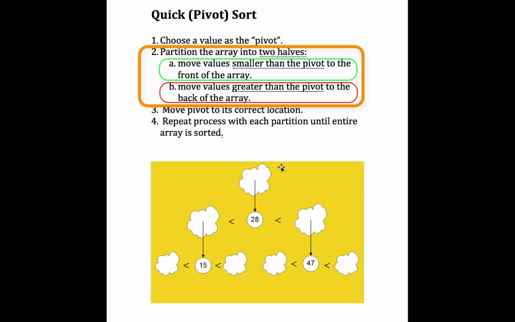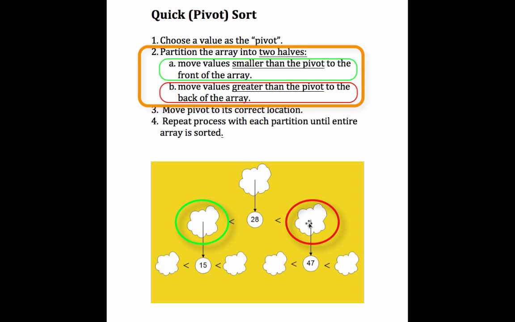For example, in this diagram you see that this cloud represents a large collection of values, and we pick a pivot, and the pivot has value 28. So what this sorting technique does is to create two partitions. One partition where we move all the values in the original collection which are less than 28, and a second partition which contains all the values from the original collection which are greater than 28. When we finish that first step, then we have a pivot 28 and two partitions.